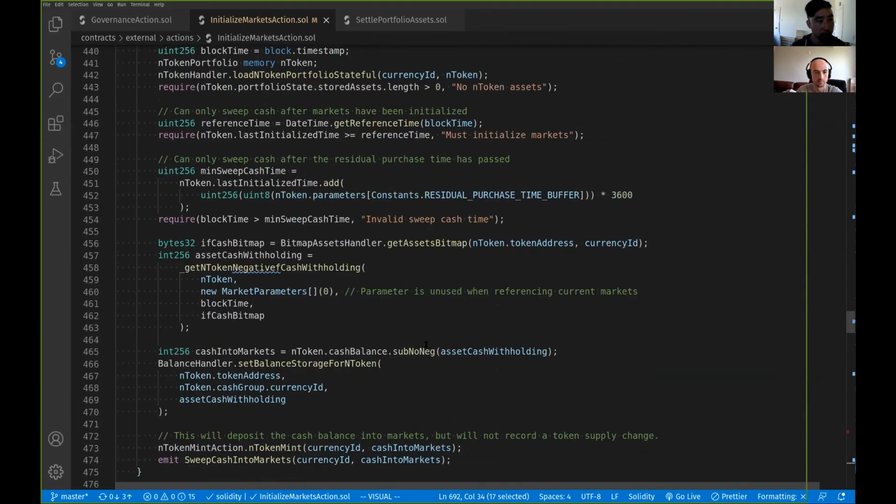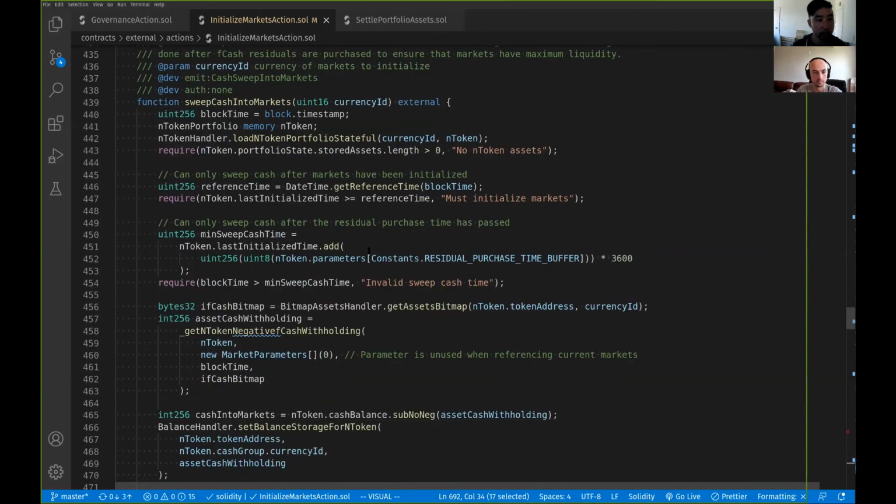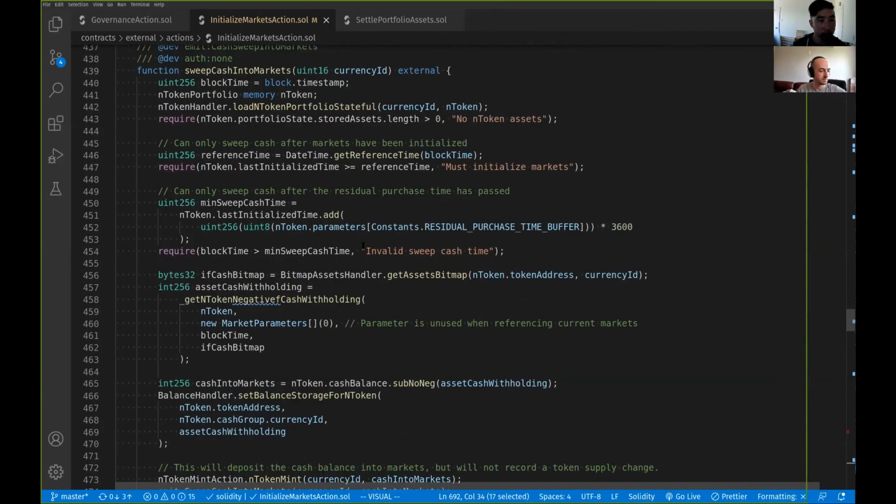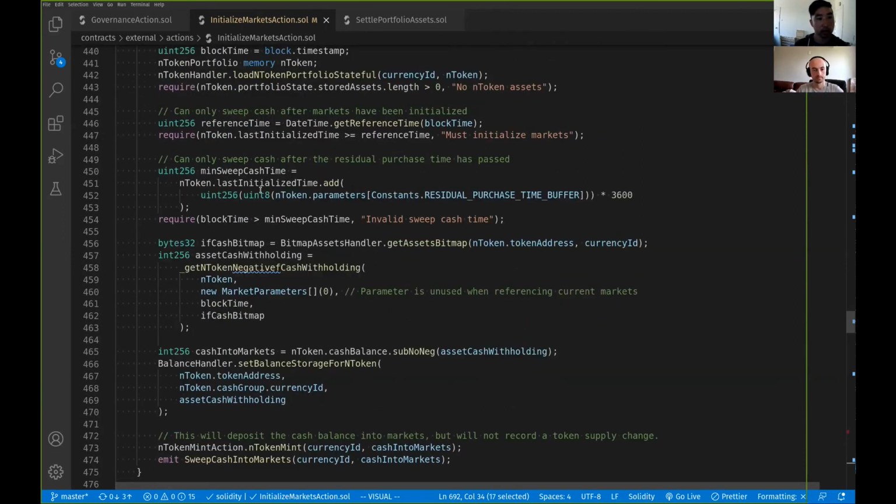I will also mention that there's another external method in this contract. It's called sweep cash into markets. What this method does is it can be called by anyone after markets have been initialized. And what it does is it recalculates how much negative Fcash withholding, how much cash we need to withhold for the assets, for any residual assets in the end token account. And then it provides liquidity with all of the cash balance available in the end token back into the markets.